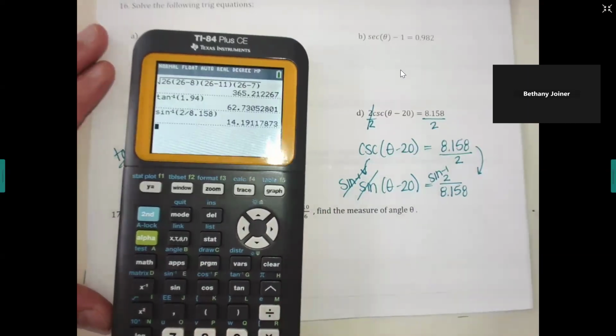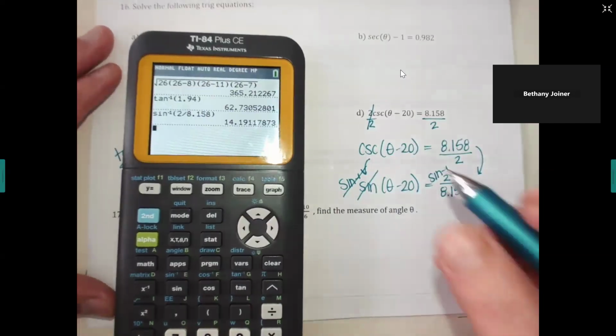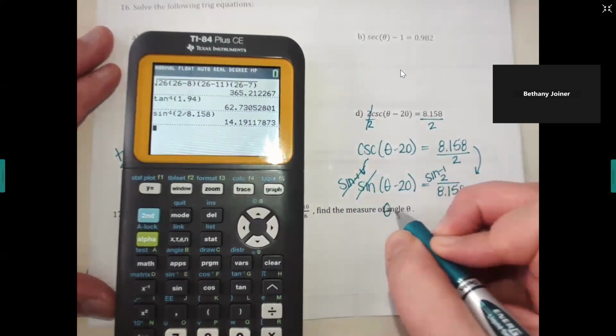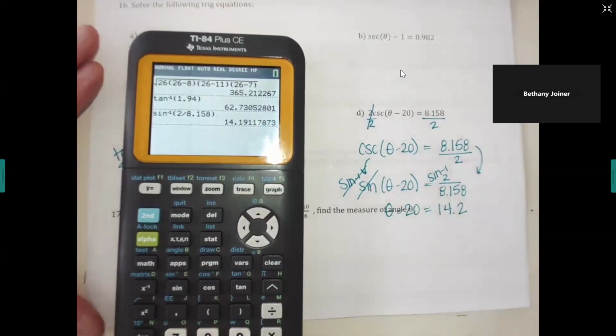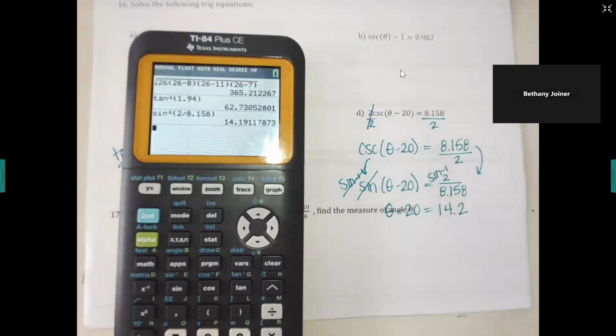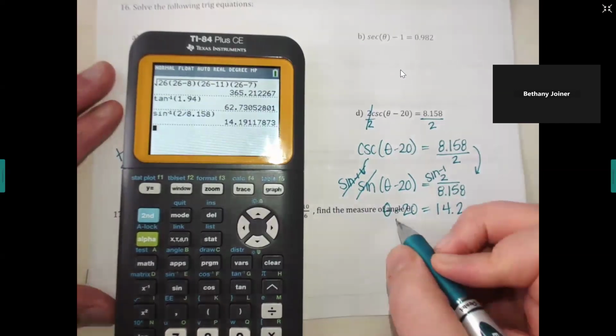Okay, so 2 over 8.158, second sine on that. I got 14 degrees. Now, quick question. Is that my final answer? Yeah, that's a theta - 20, because notice I crossed out the sine, but I still have a -20 in there with my theta. Then I'll add that across.